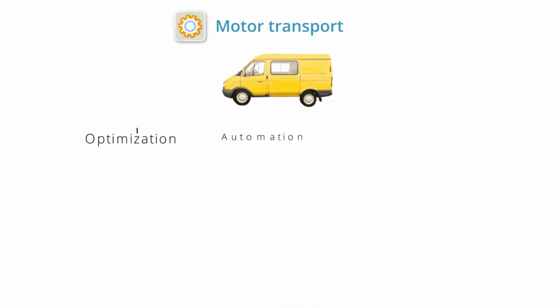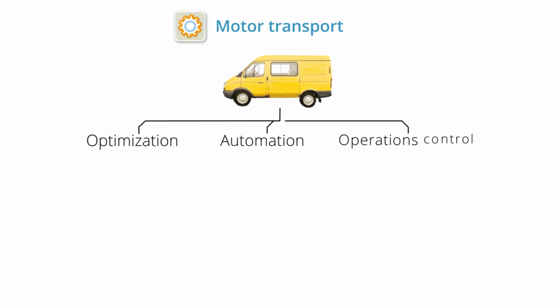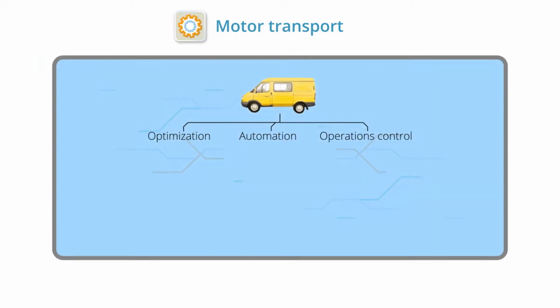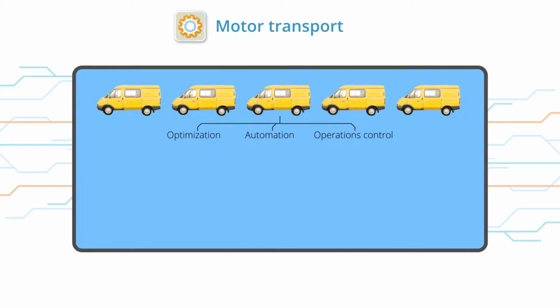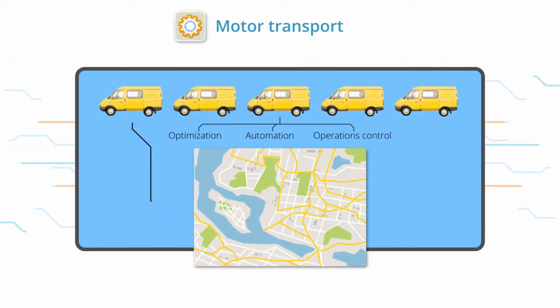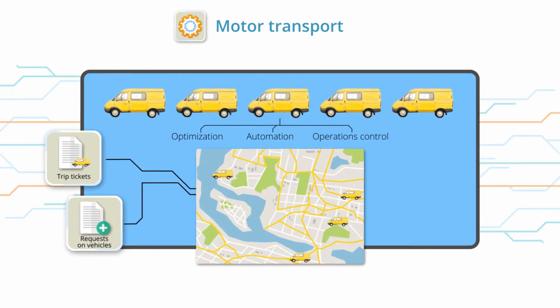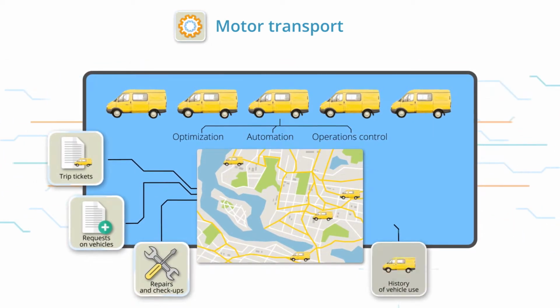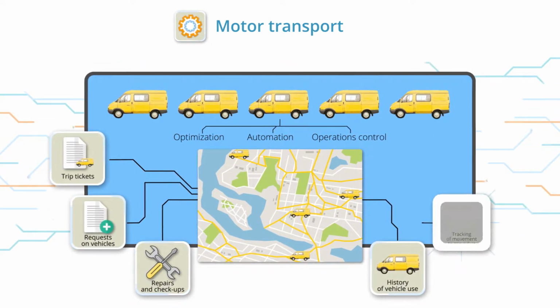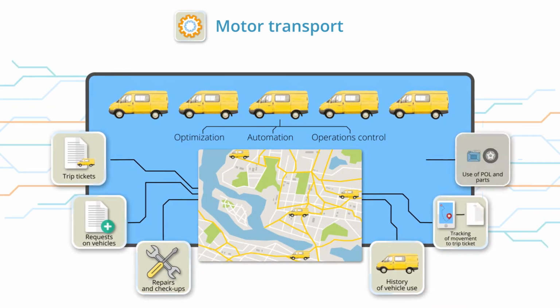Motor transport. This module is responsible for optimization, automation, and control of the operation of motor transport. It enables users to monitor all the available vehicles in a single window, tracking their movements, writing the trip tickets, requests on vehicles, repairs, checkups, history of vehicle use, tracking of movement to trip tickets, and the use of POL.